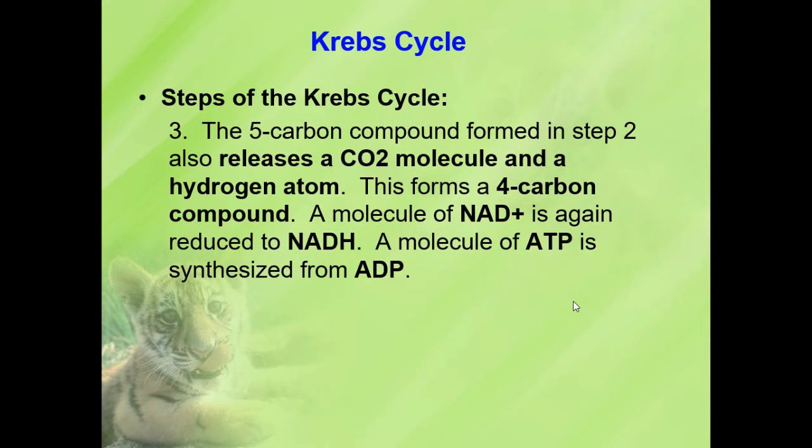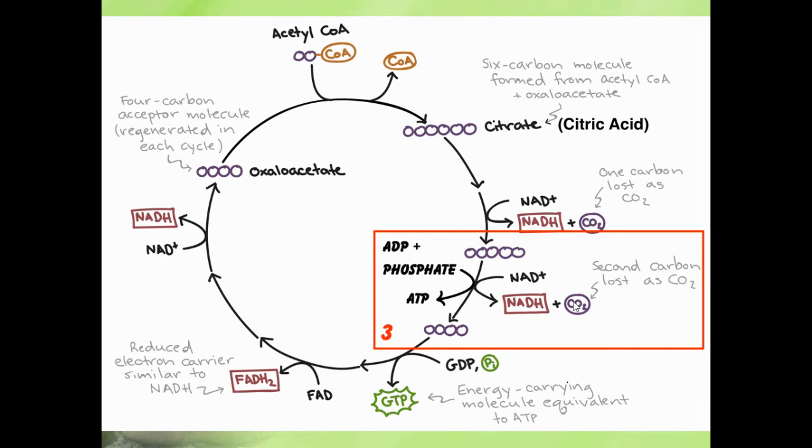Step 3, the 5-carbon compound formed in step 2 also releases a carbon dioxide molecule and hydrogen atom. This forms a 4-carbon compound. A molecule of NAD+ is again reduced to NADH. A molecule of ATP is synthesized from ADP. There's step 3.